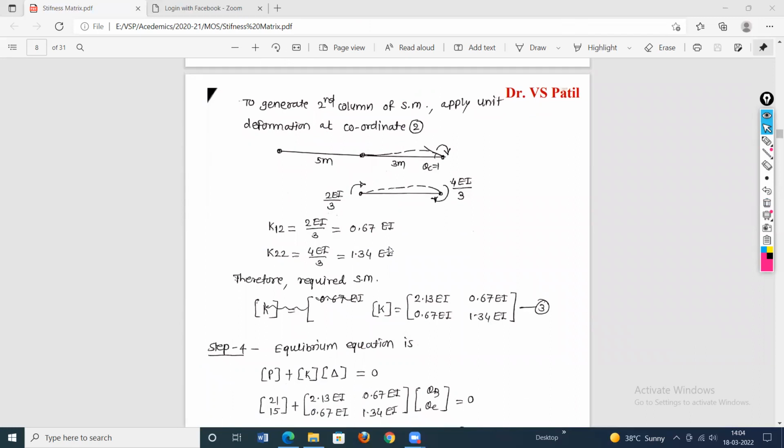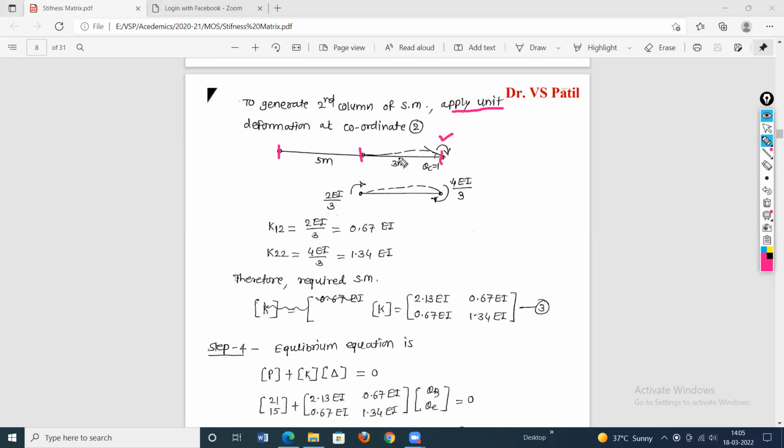Now we'll generate the second column of the stiffness matrix in a similar way. To generate the second column of the stiffness matrix, apply unit deformation at coordinate 2. This is our structure. This is support A, this is support B, and this is support C. First of all, provide a restraint at support A, support B, support C. And then coordinate 2 is a moment, so at point C, apply the moment. How to apply? In the direction of coordinate 2, in a clockwise direction.